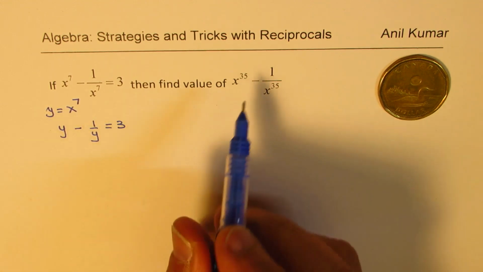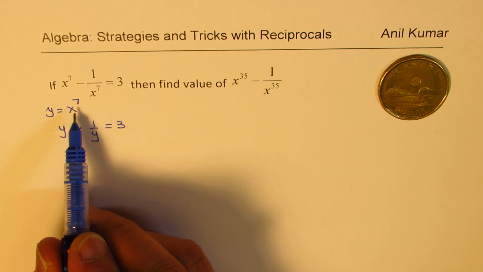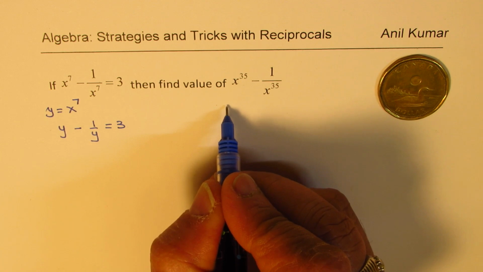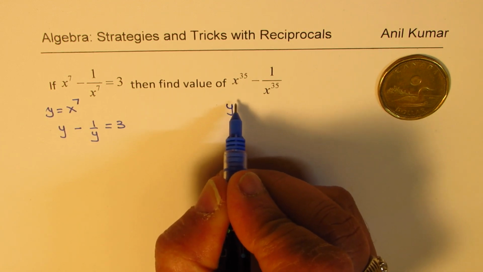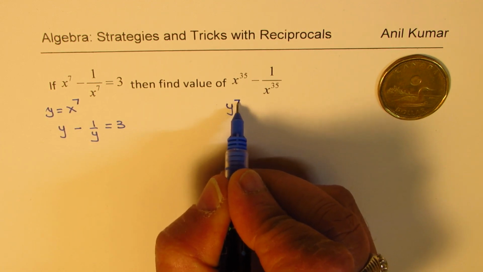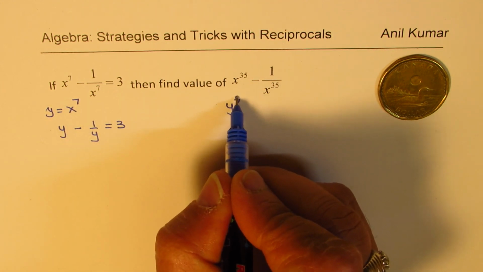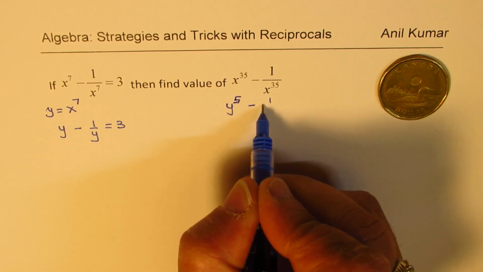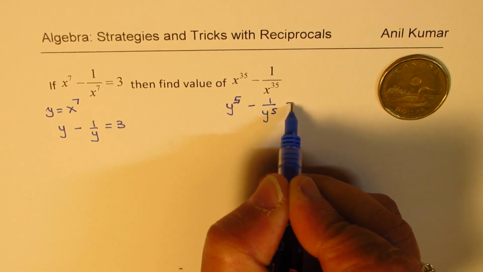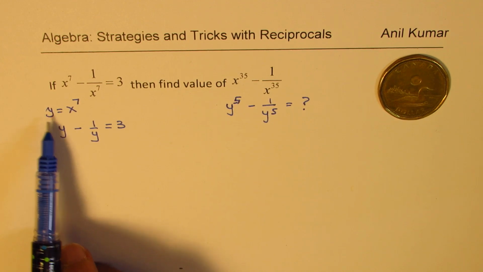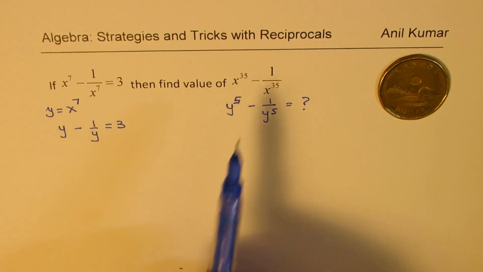Now, that means 35 is 5 times 7. So, we need to find what is y to the power of 5 minus 1 over y to the power of 5. This is what we need to find after making this substitution of y for x to the power of 7, right?